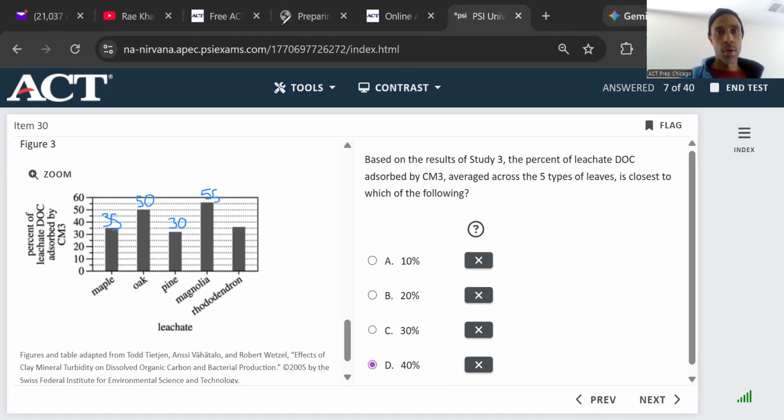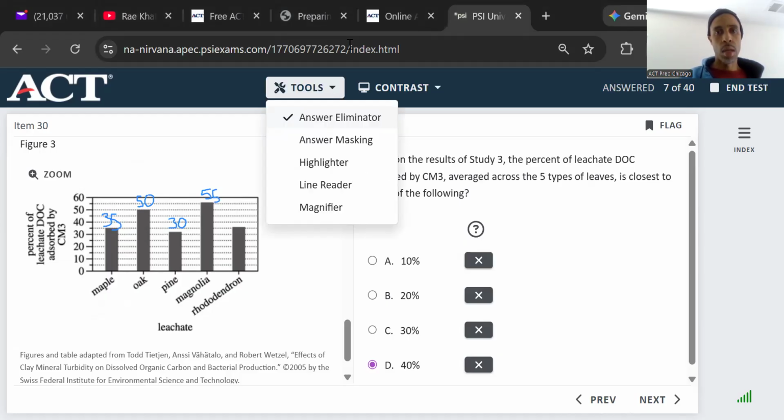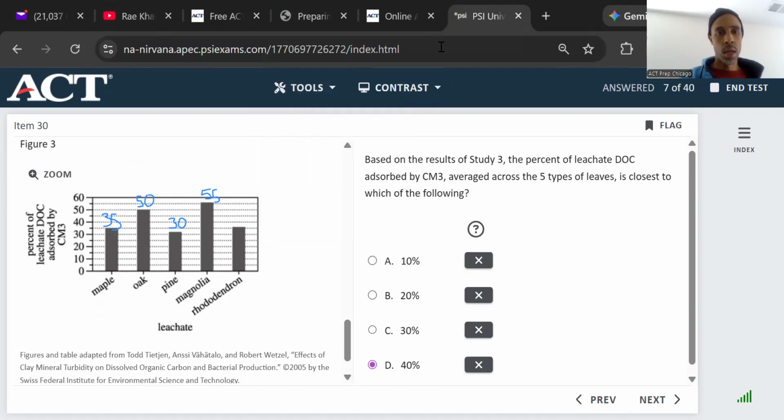Look up here, you can see in the science tools, you don't have a calculator. That's how you know you can't use a calculator. And then this one's going to be close to 35 again, right? You can kind of see what numbers are in the middle.